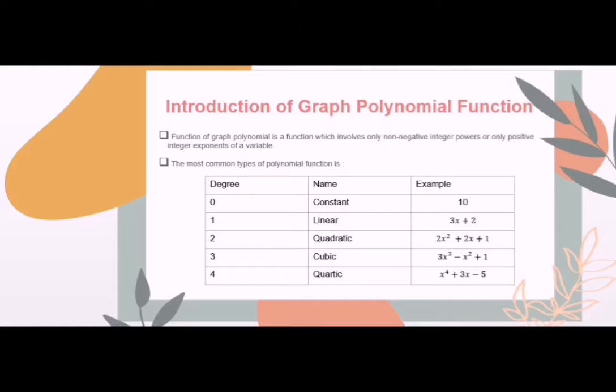First, before we jump to the question of graph polynomial function, this is the introduction. A polynomial function is a function which involves only non-negative integer powers, or only positive integer exponents, of a variable. In the table below are the most common types of polynomial function. First, we have degree 0, the name is constant. Second, degree 1, linear. Third, degree 2, quadratic. Then degree 3, cubic. And the last one, degree 4, which is quartic.